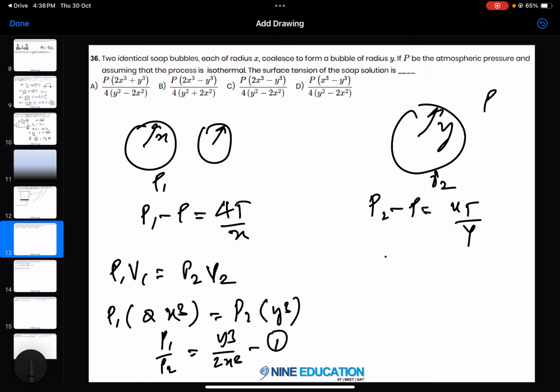You have P1 is P plus 4T by x, P2 is P plus 4T by y. When you divide these both and find T, LHS will be y cube by 2x cube. And simplifying for T, we are going to get option C.